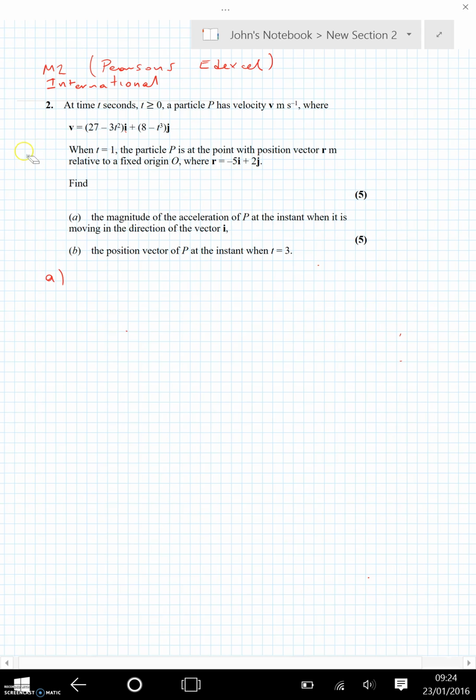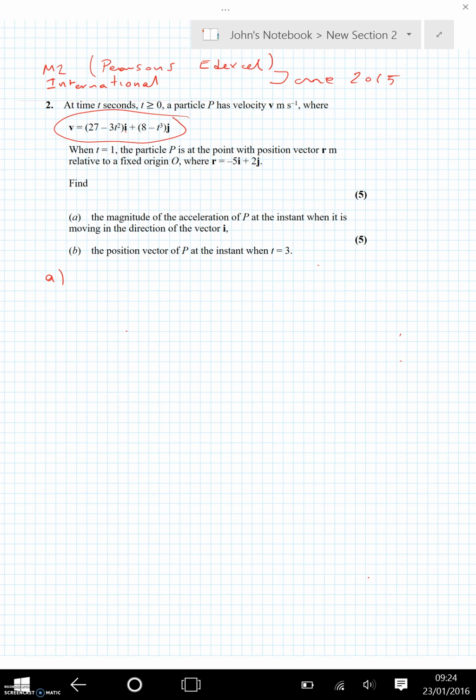Okay, so here we have International Pearson's question, second question on the paper. It's June 2015, I think this question's from. These questions are normally quite nice to do, so let's just get on with it. A few things. We've got the velocity given, so if we want acceleration we need to differentiate. If we want a position vector or displacement we need to integrate.